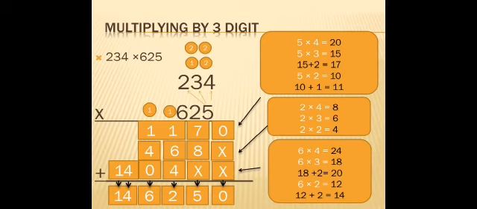So this was multiplication up to 1 digit, 2 digits, and 3 digits.